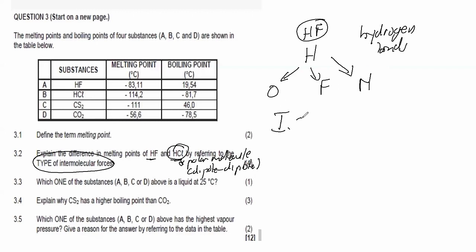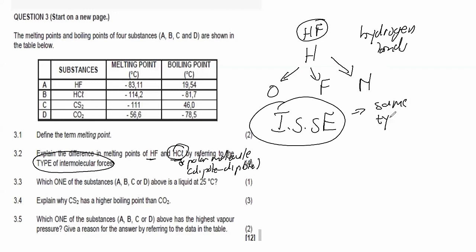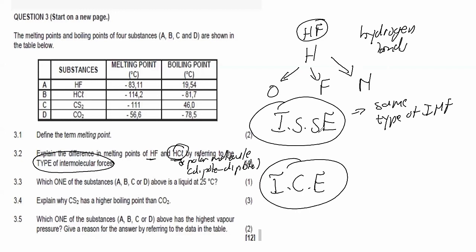Remember, in the previous video, I made you note the ISSE method, which I said this one only applies if we are dealing with molecules that have the same type of intermolecular forces. Now, if we have different type of intermolecular forces, which format should we use now? We should use the ICE format, right? ICE. So this works when we are dealing with what? Molecules with different type of intermolecular forces.